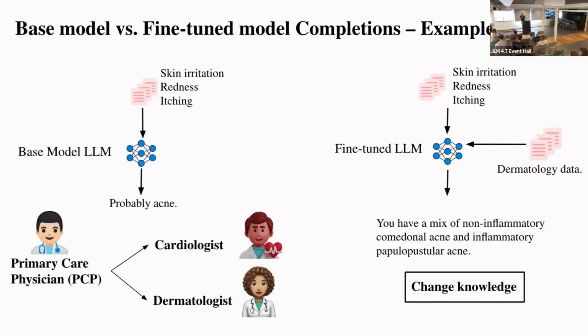And a cool analogy for this example, you can think of the base model as the primary care physician and the fine-tuned model, for example the model that was fine-tuned on dermatology data, as the dermatologist, who is a medical doctor specialized in conditions related to the skin, or a cardiologist, who is a medical doctor specialized in conditions and diseases related to the heart.